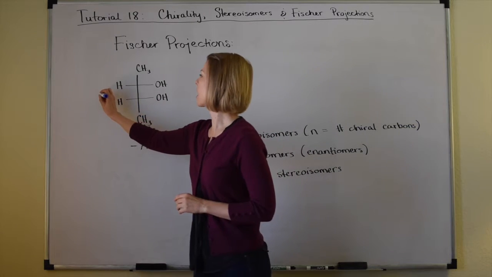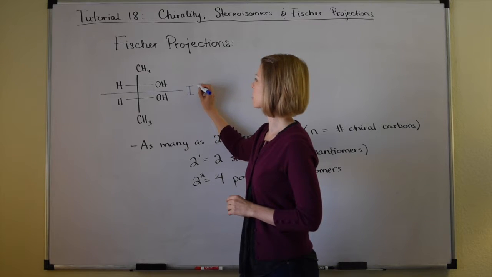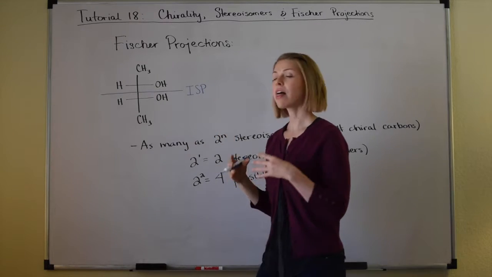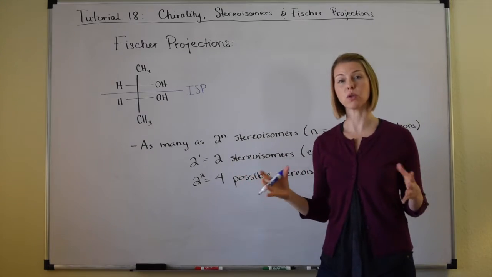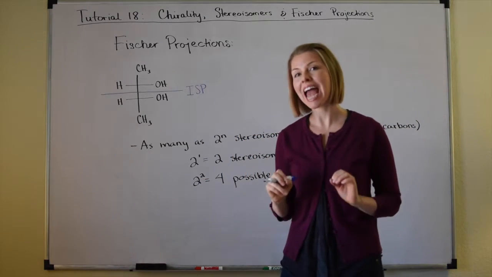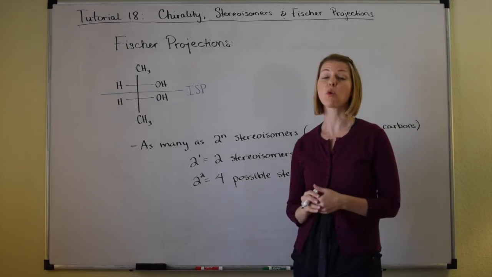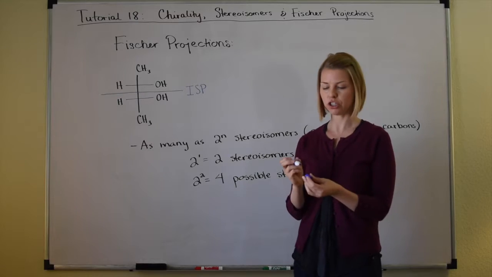I'm going to draw a line to represent the internal symmetry plane. That means that this molecule as a whole is achiral. It cannot exist as a pair of enantiomers. Its mirror image is going to be identical to it.